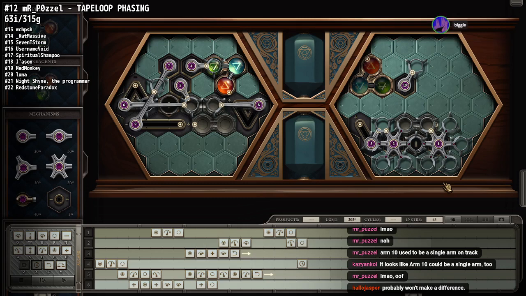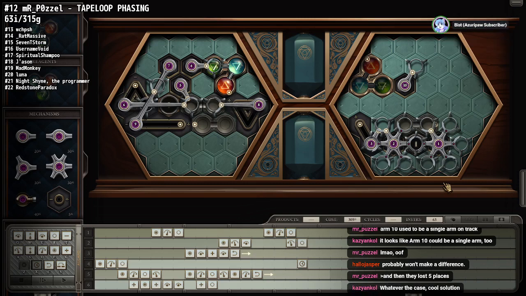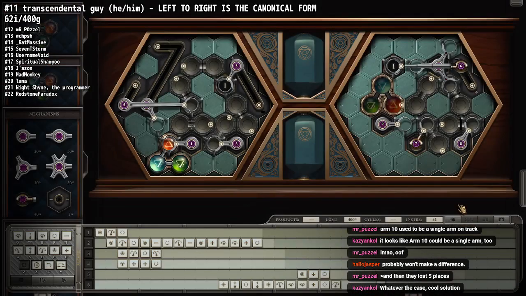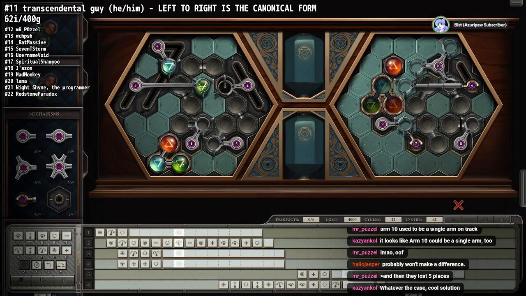And then in 11th place, and then tied for 9th place at 315. They were hoping to be top 10 already, and this was cheaper than the next solve, don't worry. In 11th place, we have a solve at 62 instructions, 1 instruction less at 400 cost. Transcendental guy. It was close. Left to right is a canonical form. This was definitely submitted after the poll.